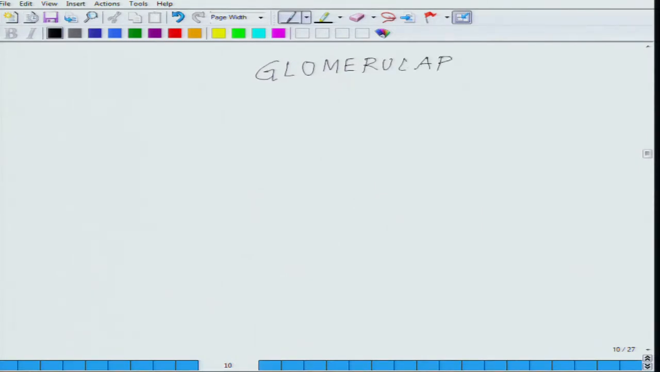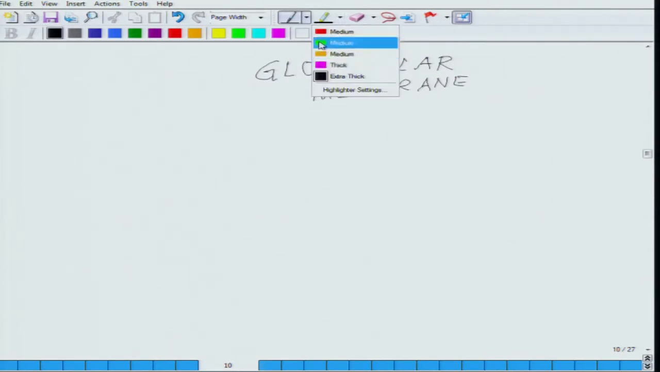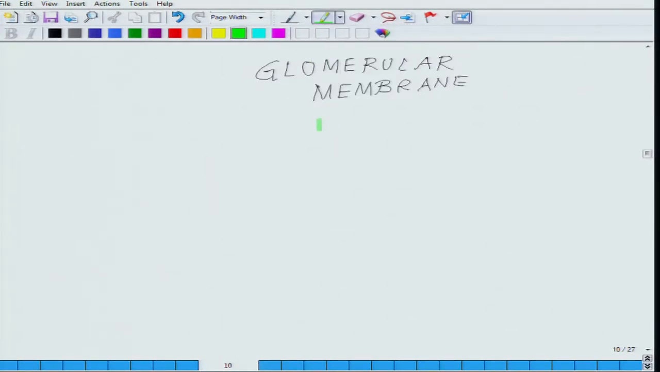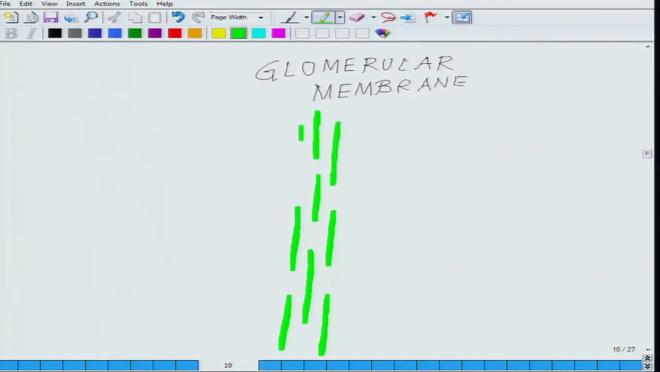Glomerular membrane. So essentially, this glomerular membrane is something like this. It's kind of a perforated structure that I'm trying to draw. Back to the frame. So on this side you have the blood, and on the other side the glomerular filtrate.